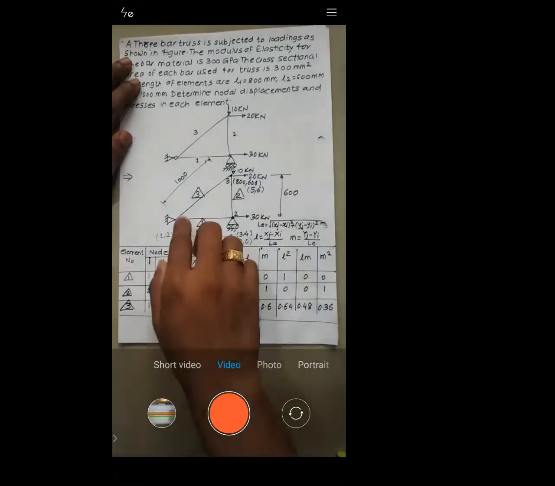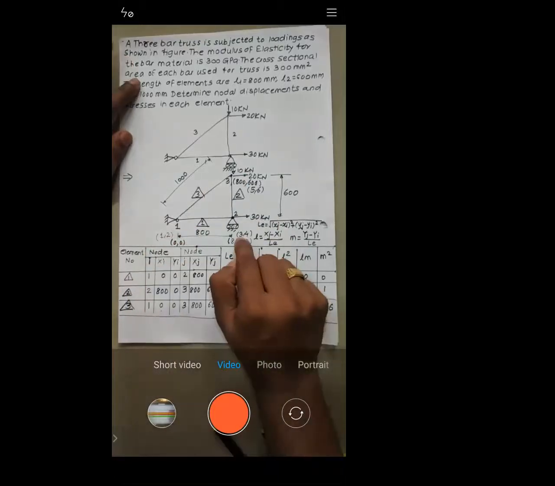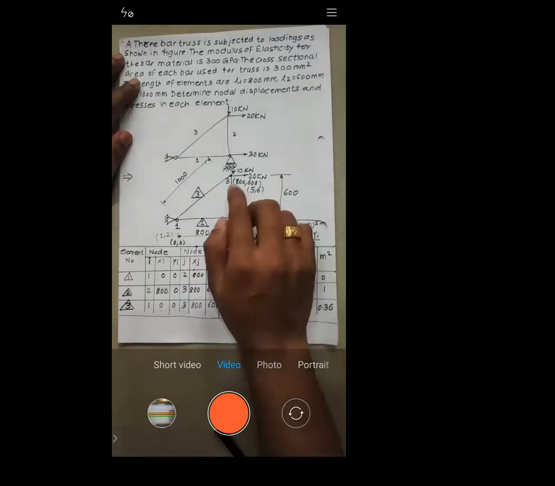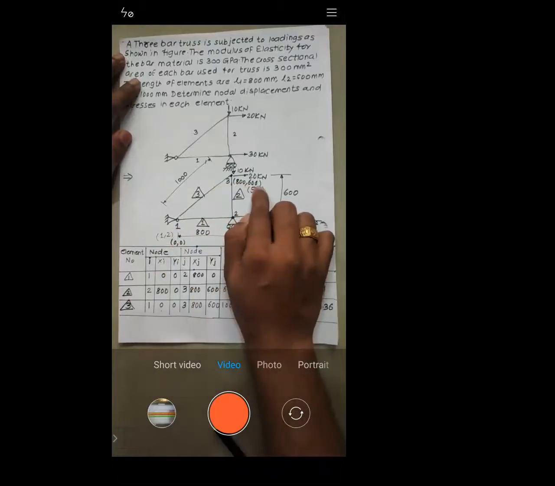Now see, once you number the nodes, we give coordinates to every node. For that, we assume node 1 as the reference with coordinates 0, 0. Then node number 2 with respect to node number 1 is located at 800, 0. Then node number 3 with respect to node number 1 is at 800, 600.